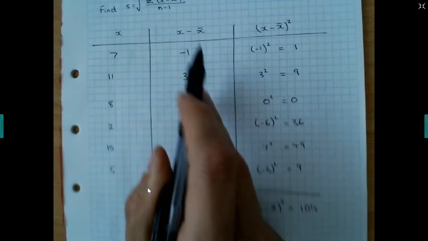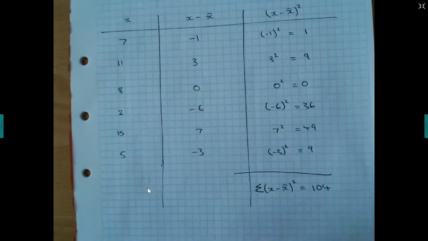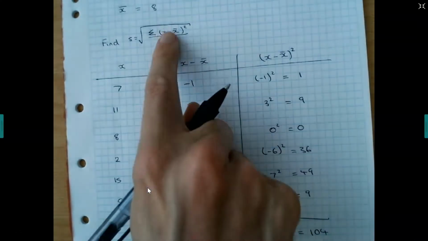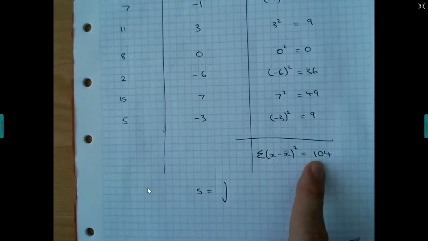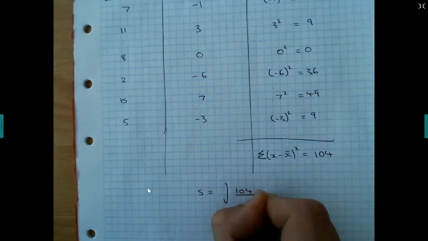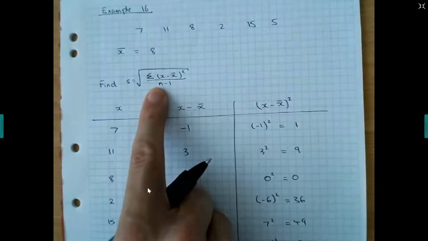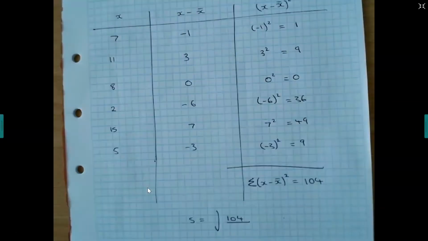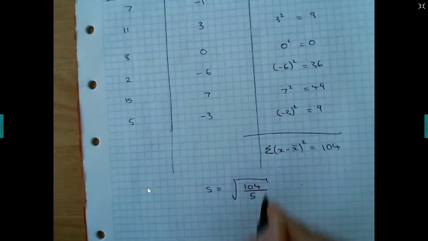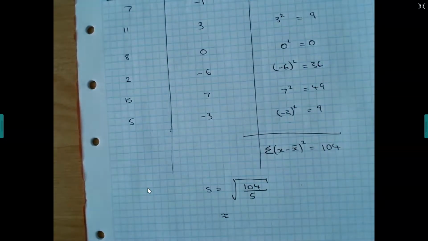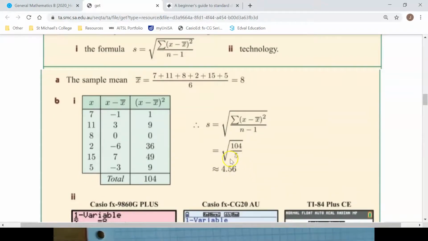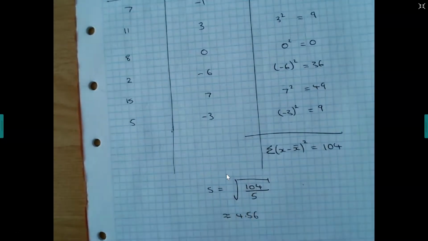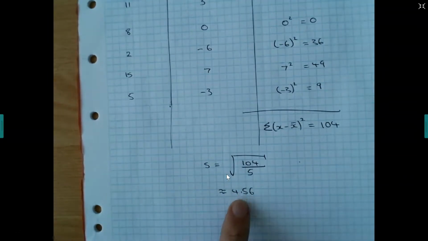So now you can see if we want to substitute the value into our formula to find our standard deviation, S is equal to the square root. Now we've worked out what the sum of all those things is. It's 104 over n minus 1. Now n, how many data points did we have? 1, 2, 3, 4, 5, 6. Subtract 1. So we have over 5. So we have to take the square root of that value. And if you put it into your calculator, it should come out as 4.56. So we found the standard deviation.